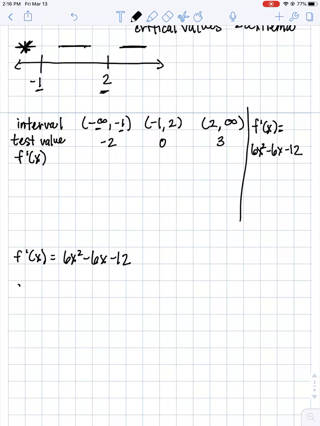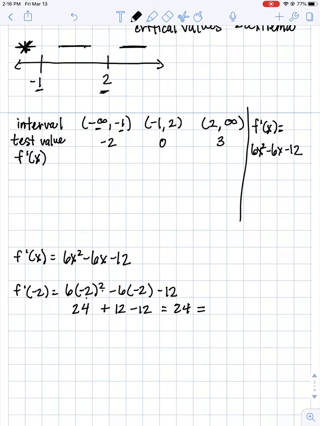The first number I'm going to plug in is negative 2 because that was my first test value. So I get 6 times negative 2 squared minus 6 times negative 2 minus 12. Negative 2 squared is 4. 4 times 6 is 24. Negative times a negative is a positive, so a positive 12. And then minus 12. If you add these three numbers together, you get 24. I don't care that it's 24. I care that it's positive. Why do I care that it's positive? Because if it's positive, I'm going to go on down to what this means.